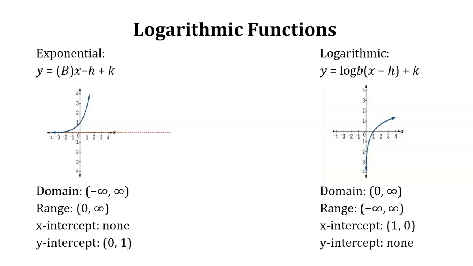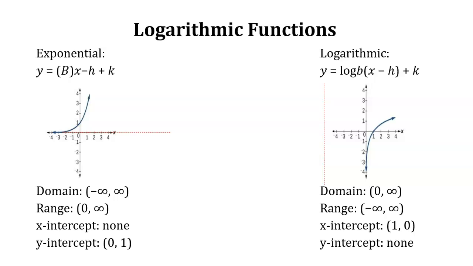So now looking at the log, how does it differ? If you look, it kind of flipped. The log graphs actually touch the x, so there will be an x-intercept. The base log equation will be 1, 0 as our x-intercept, but it never touches the y. It goes all along the y, but it will never ever cross. So there is no y-intercept. For our domain, how far to the left does it go? Well, 0. And how far to the right is positive infinity.